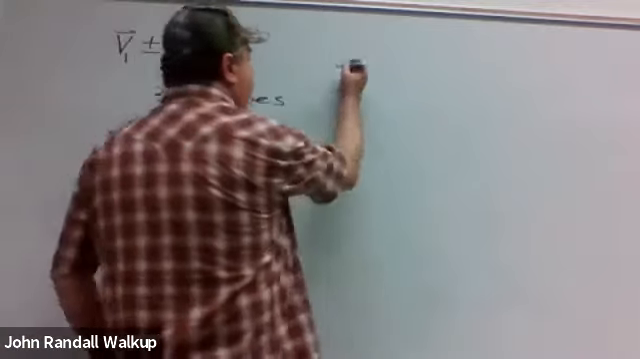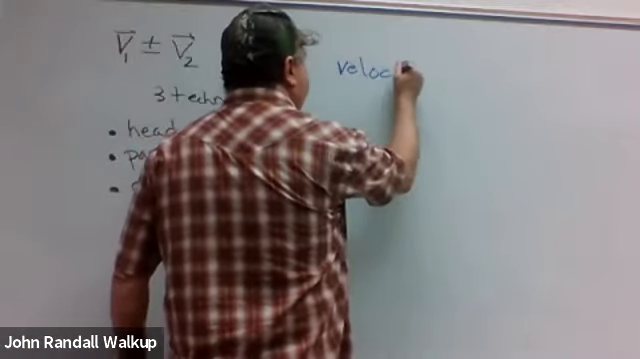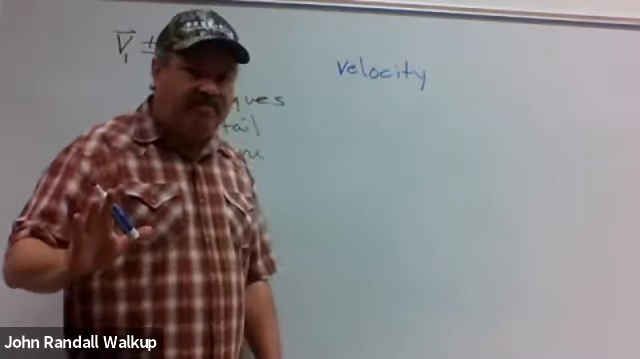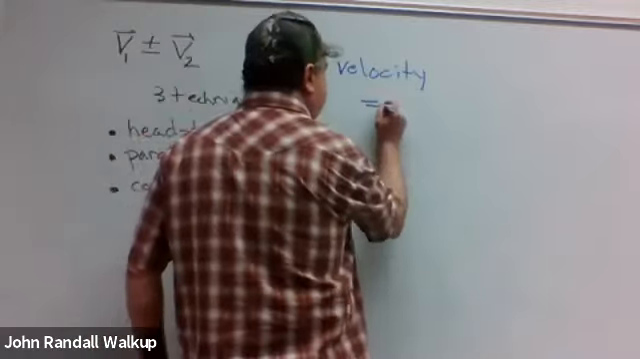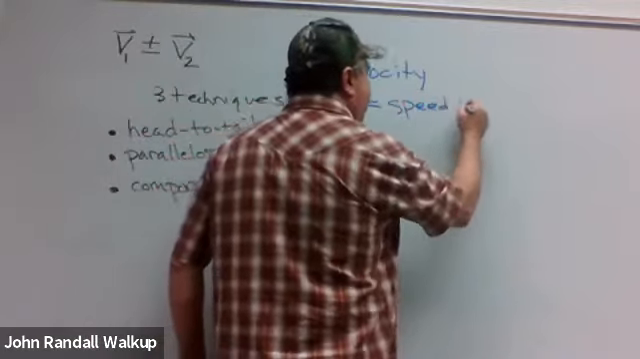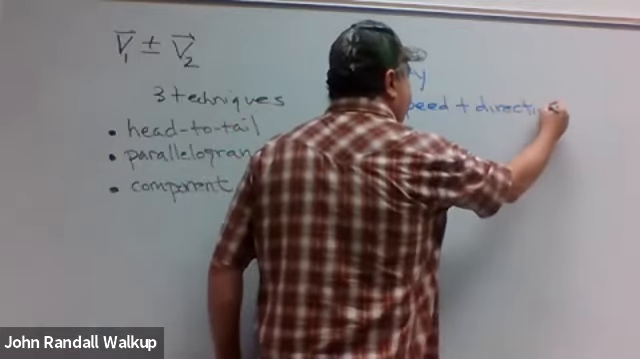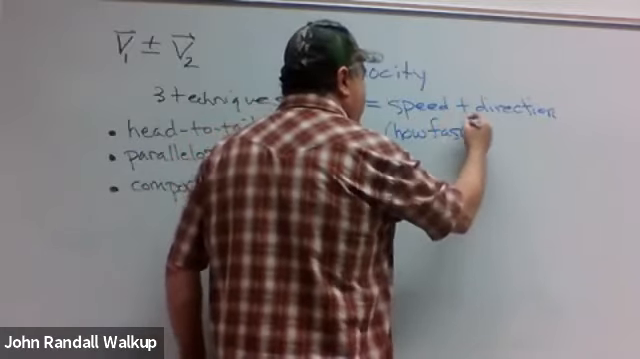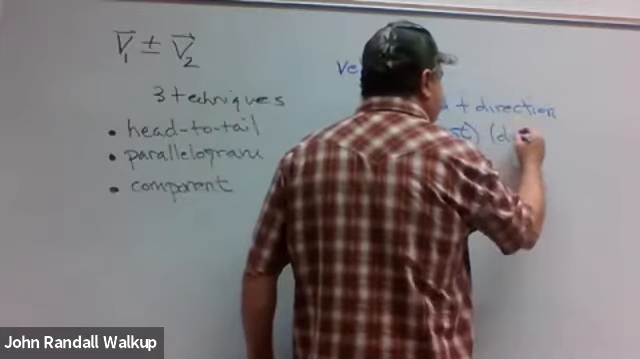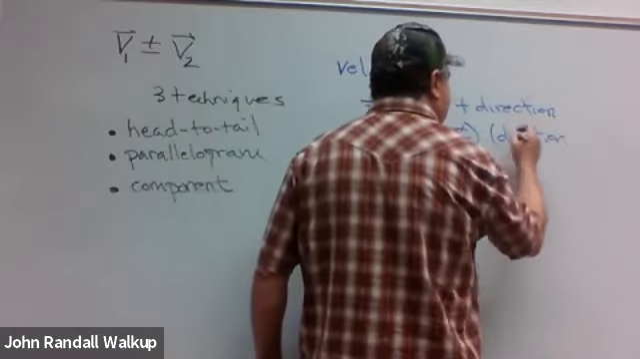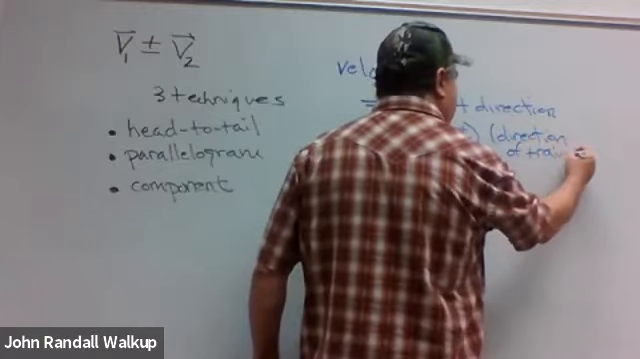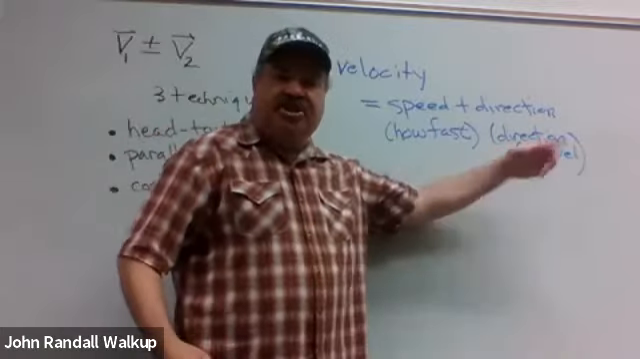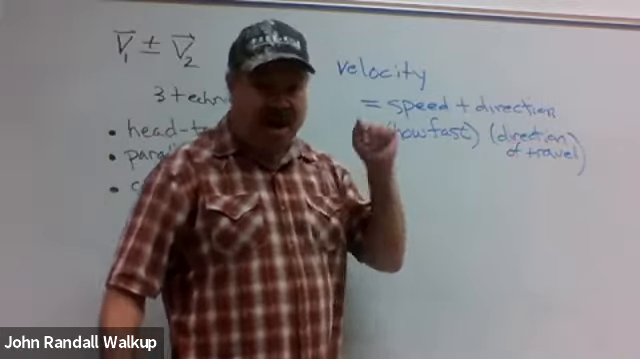Okay, so I'm going to now define velocity. Velocity and speed are not the same thing. Velocity is a speed plus direction. The speed is how fast, and the direction is the direction of travel. This is not necessarily the same direction used in the displacement. I'll show you why.